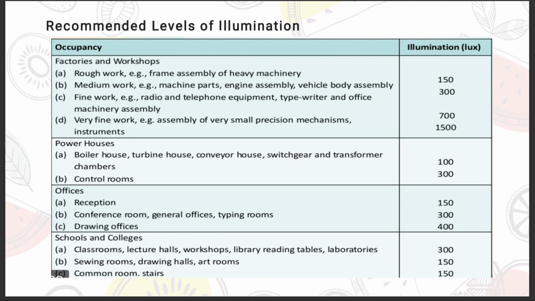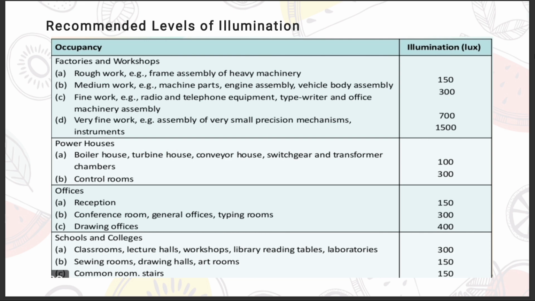Next is powerhouses. Boiler house, turbine house, conveyor house, switchgear and transformer chambers is 100 lux. Next is control room, that is 300 lux. Next is offices. First is reception, that is 150 lux.